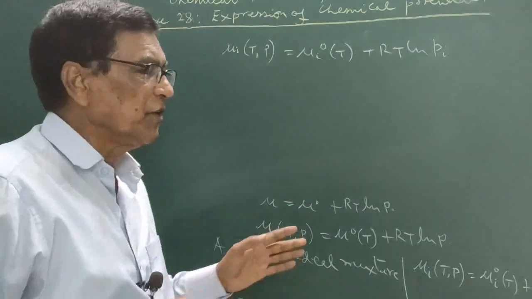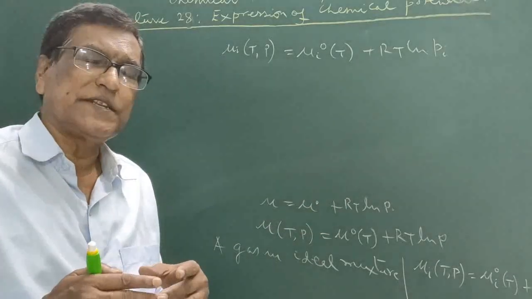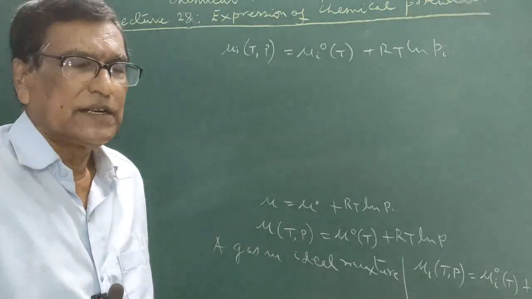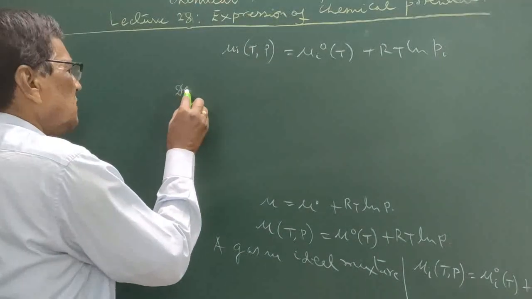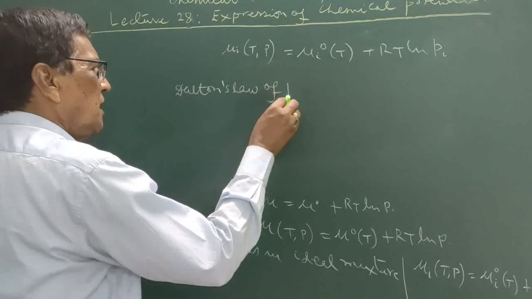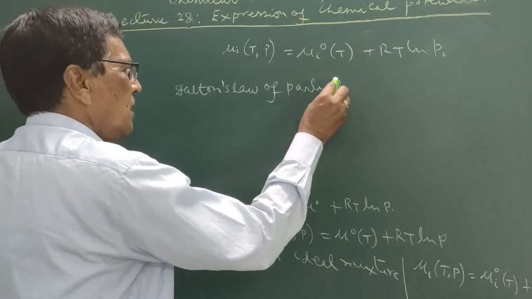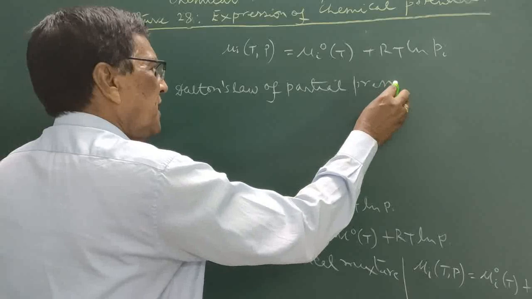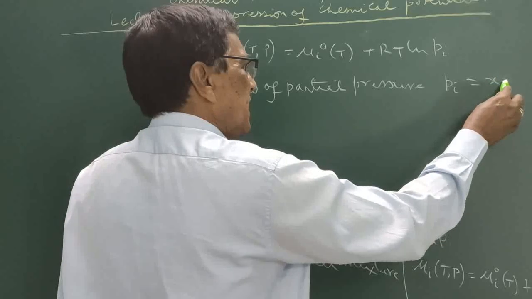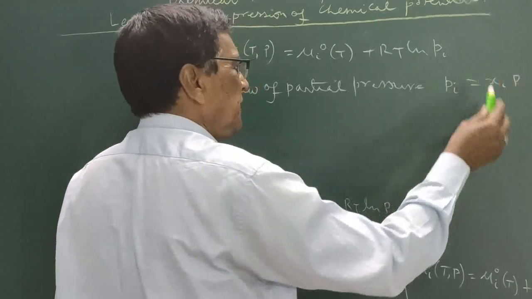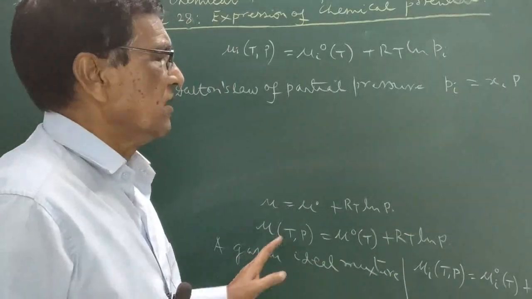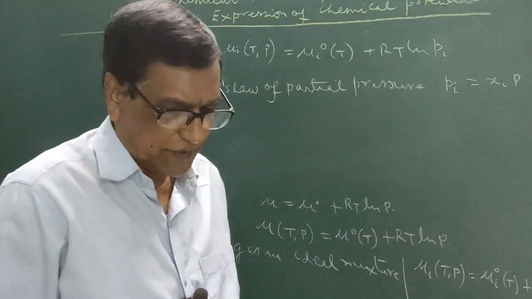Very often this Pi is replaced in terms of the mole fractions according to Dalton's law of partial pressure. We can write Pi equal to Xi into capital P. P is the total pressure of this gas mixture, Pi is the partial pressure of this ith component of the gas, and Xi is the mole fraction.